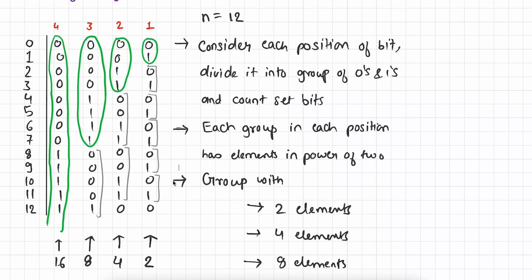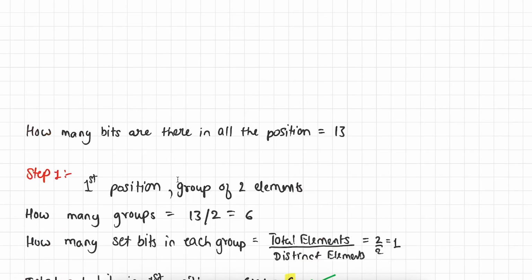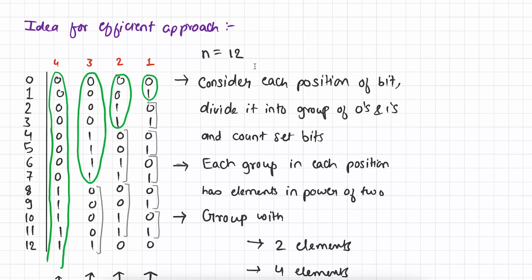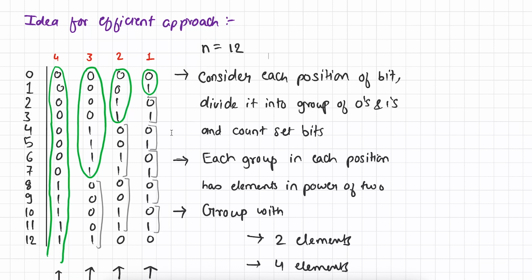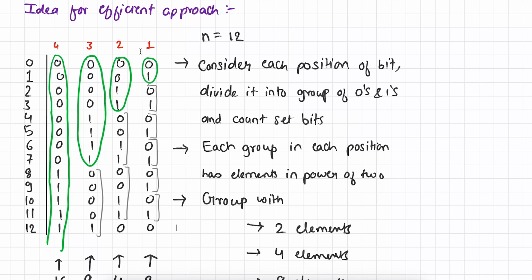So let's see how we do it. First of all, we have to count how many bits there are in each position. It comes out to be 13. Why? Let me show you. Do not get confused between 12 and 13. I am talking about the number of bits. If we count the number of bits from 0 to 12, it comes out to be 13. See, 1, 2, 3, 4, 5, 6, 7, 8, 9, 10, 11, 12, 13, right? So we are considering the number of bits, and then each position. In each position, the number of bits is going to be 13 only, because in all positions the number of bits remains the same.